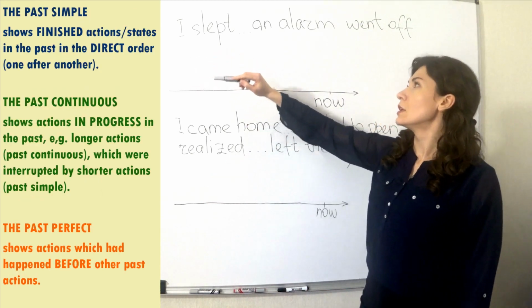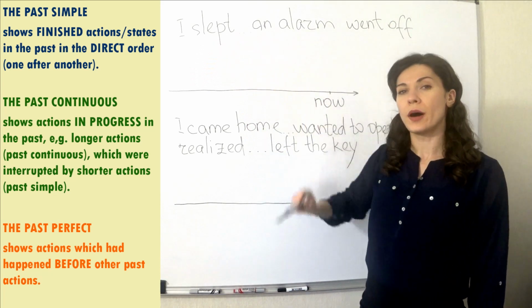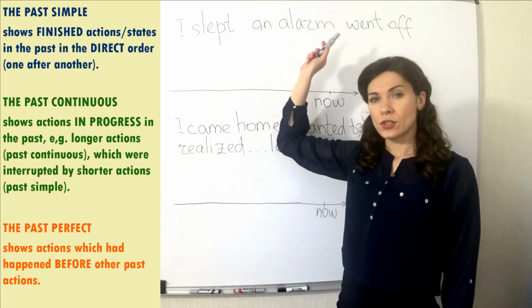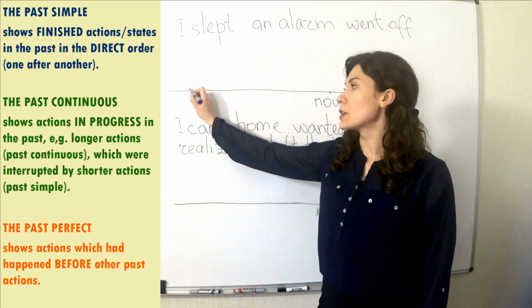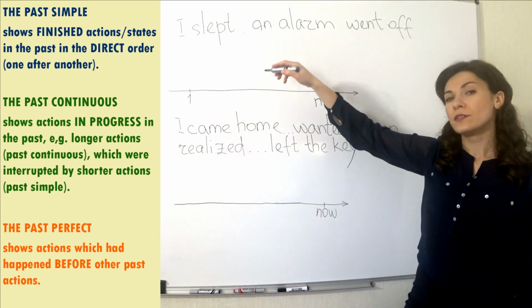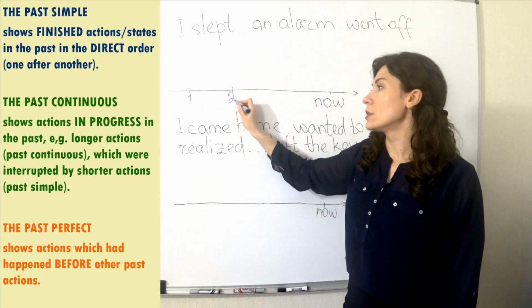I slept, an alarm went off. These are 2 actions in the past, both are in the past simple. If we don't make any changes here, it would mean that I slept, so the first action happened first, and then after a while, after I woke up, an alarm went off. The second action happened next.